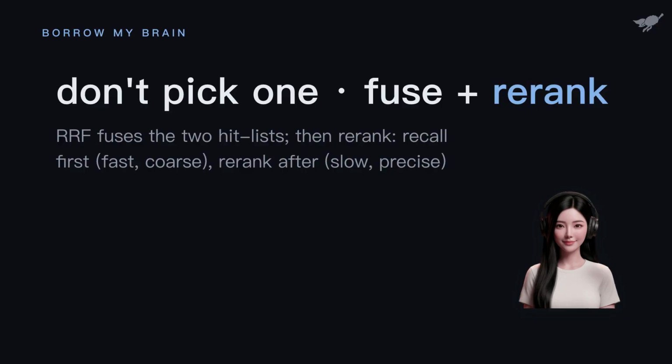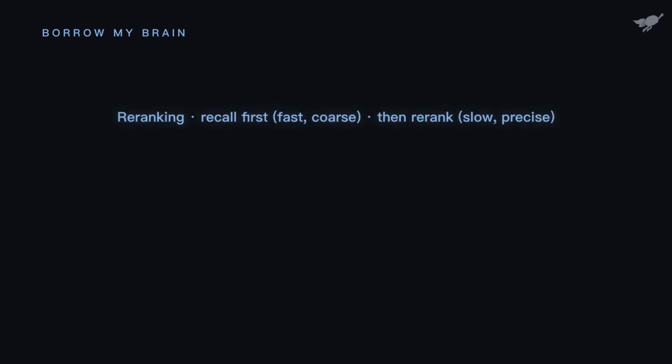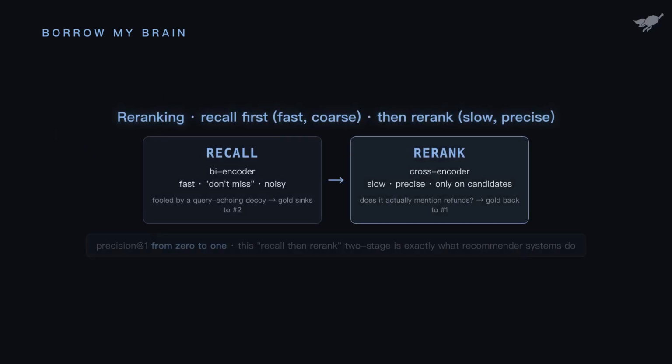Fast and rough does the coarse pass first, slow and accurate does the fine pick after. This 2-stage thing, recall first, then re-rank, you've seen it in recommender systems too. Exact same idea. Let's run one.